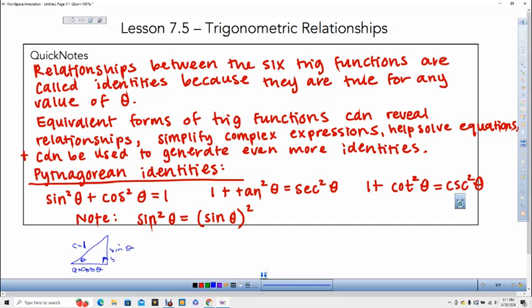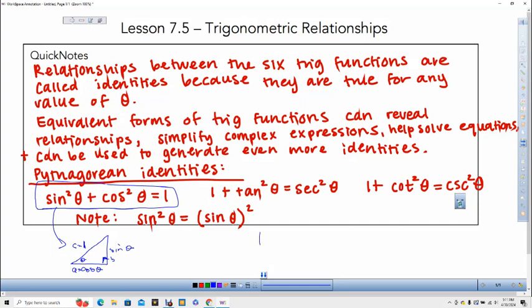Now, from those, we can get all these others. Now, these are really easy. Guys, I'm going to be honest with you. The only one that I remember is this one. That's the only one I commit to memory, and it's not really hard to remember because of this relationship. These we can derive directly from that.